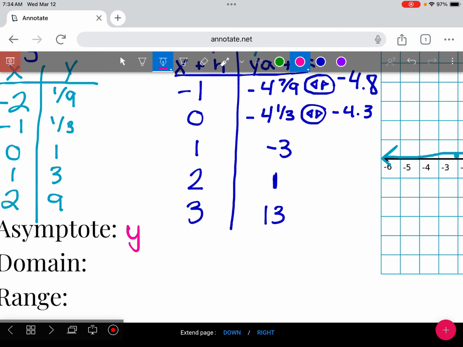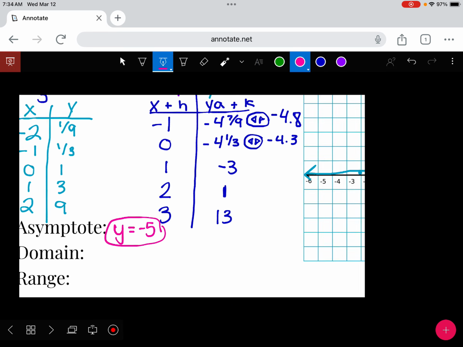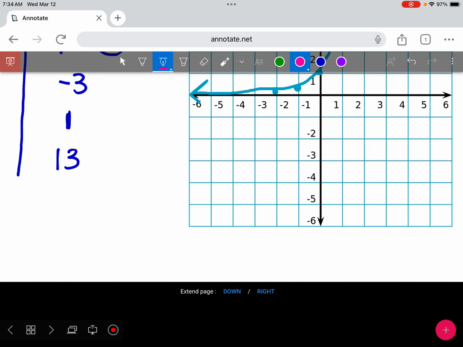Y equals -5. We have to write it as an equation. That means on our graph at -5, we are going to draw a dotted line. A horizontal dotted line. You have to put the asymptote on there. Do not do it without the asymptote. You will lose points.